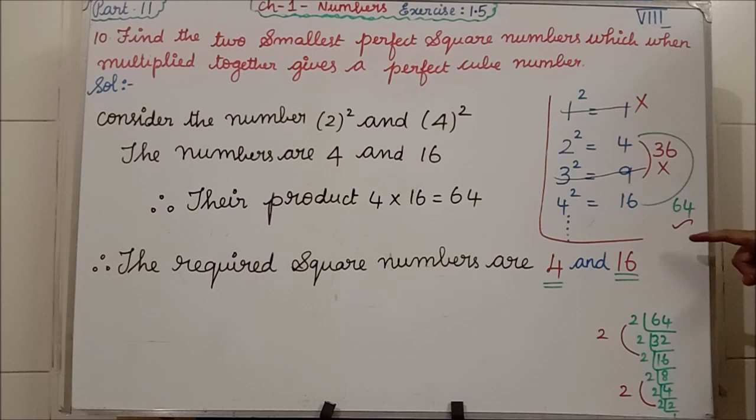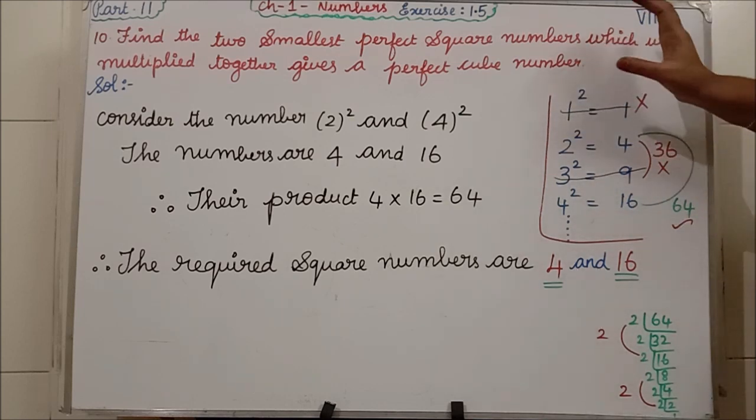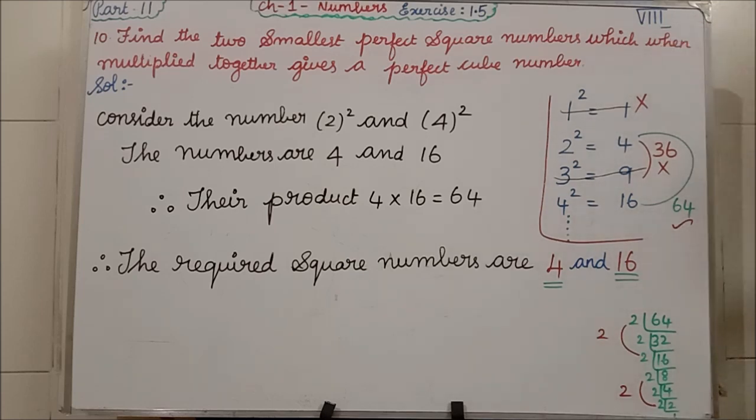Clear? See how I am saying it is a perfect cube number. 64, if I do prime factorization, I am getting 2 threes, that is 2 into 2 into 2, 3 times, taking it in groups of 3. So that 64 is a perfect cube number. Clear all of you? I hope you all understood the question, isn't it? Now we will go for the solution.